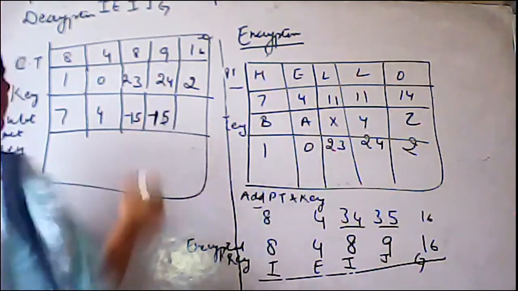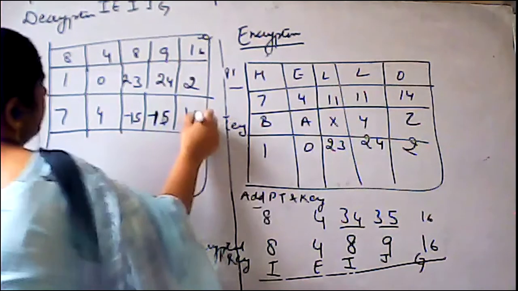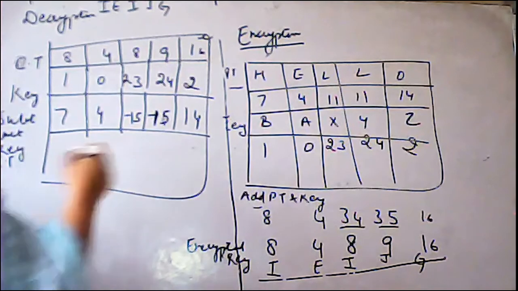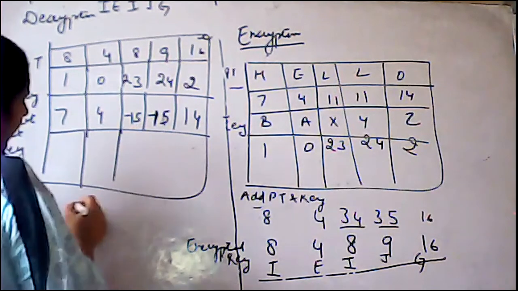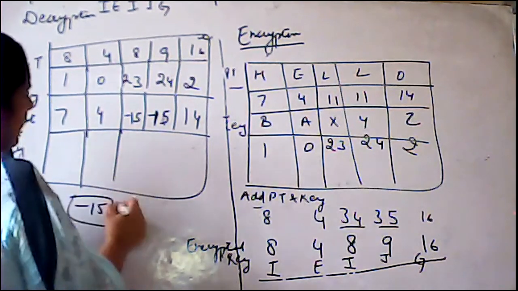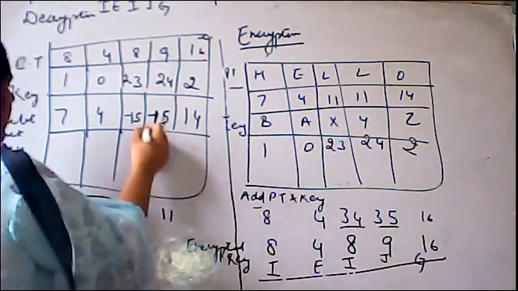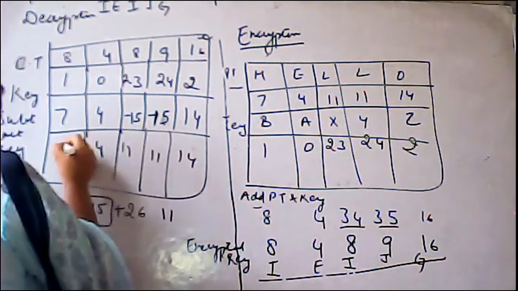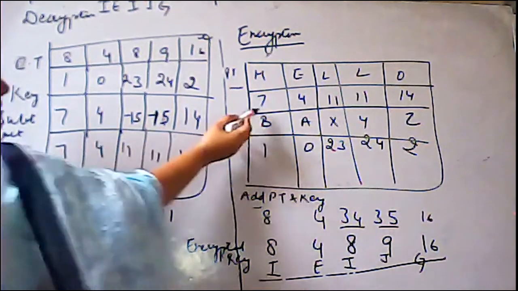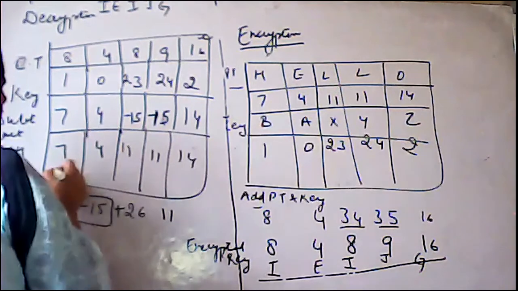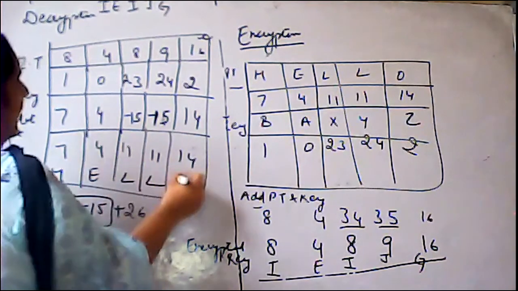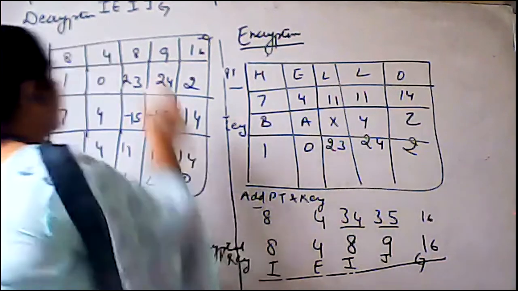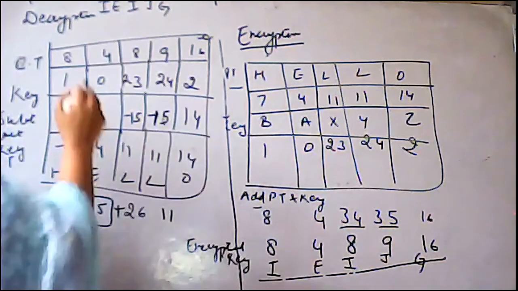Fine. You'll get minus 15 both the places. And this is 14. Now, wherever the figure is in minus, add 26 to it, you will get 11. So 11, 11, 14, 4 and 7. And when you decode this, this is equal to 7, 4, 11, 11, 14. So it is HELLO. I repeat, the cipher text is received as IEIJG.